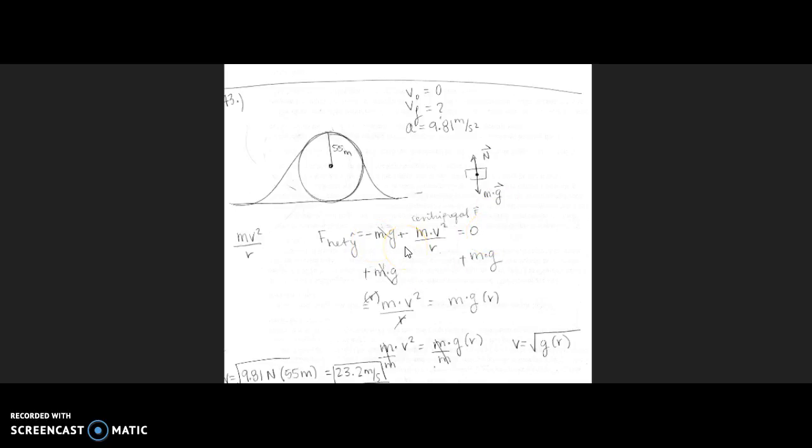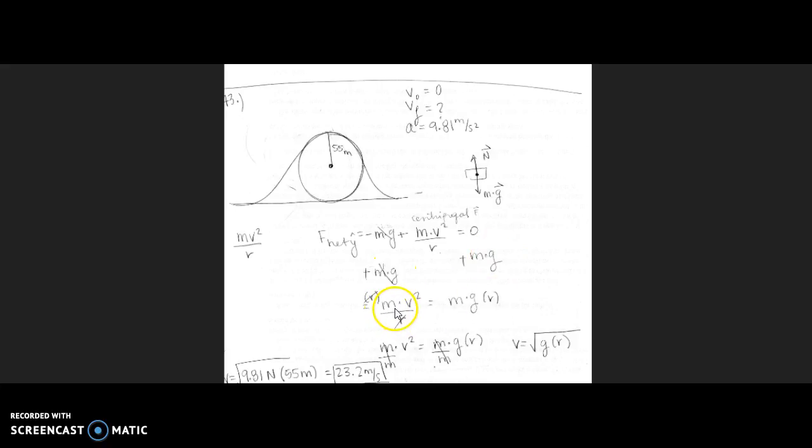And then we have the centripetal force, which is equal to the normal force. So we use that instead of just putting normal force, because we don't know what the normal force is. So that's equal to the mass times velocity squared divided by the radius, and we set that equal to 0. And then we add mass times gravity to both sides.